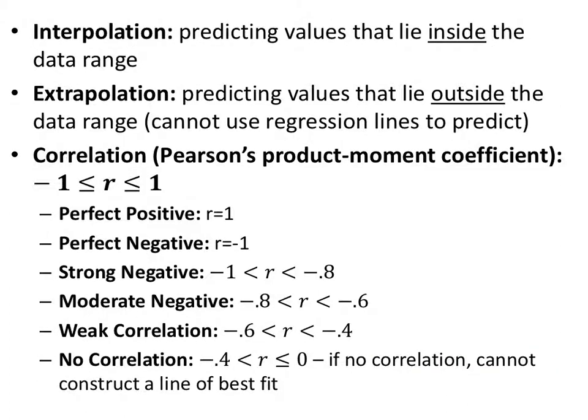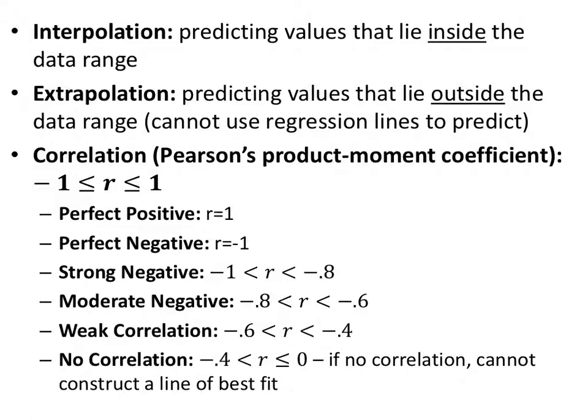So there are two ways that we can predict things. That's with interpolation, which is predicting values within the data range that we already collected, and extrapolation, which is predicting values that lie outside the data range. We can't use regression lines to predict for extrapolation because it's outside the information that we've already collected.